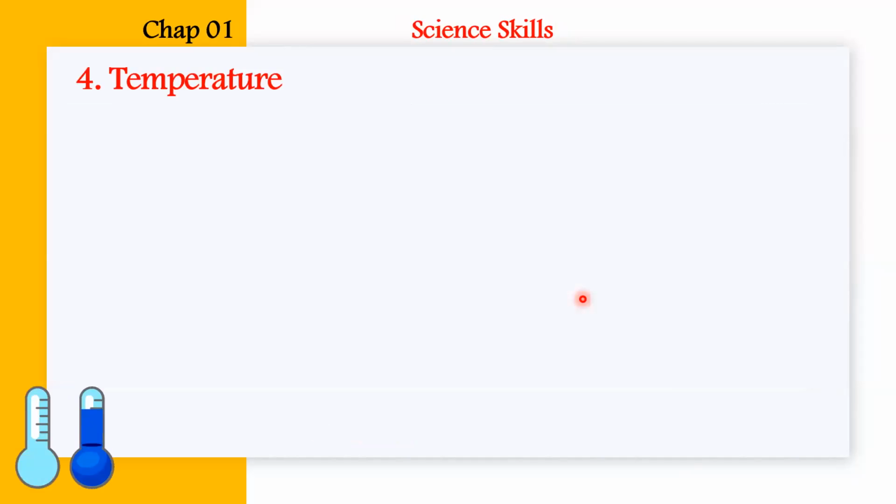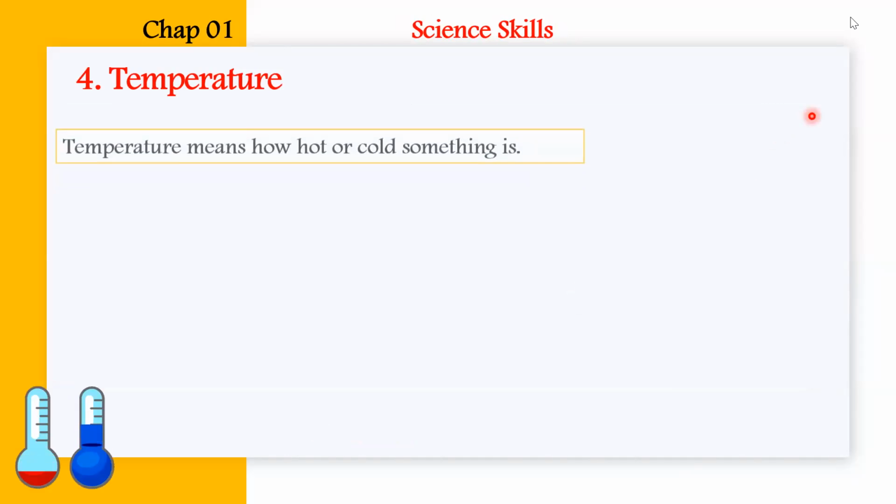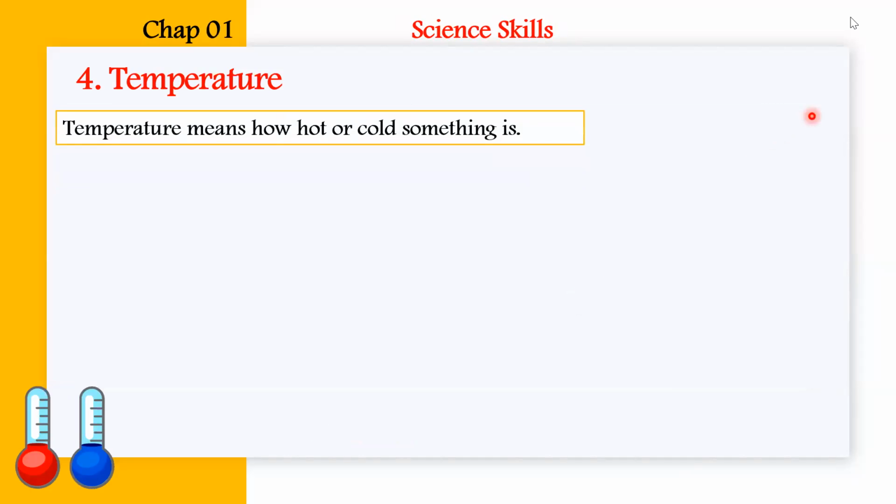Come towards the fourth quantity, how to measure the temperature, or what is the temperature? Temperature is defined as how hot or cold something is. Okay. Temperature means how hot or cold something is, or it can be defined as the degree of hotness or coldness of a body. How can we define the temperature?